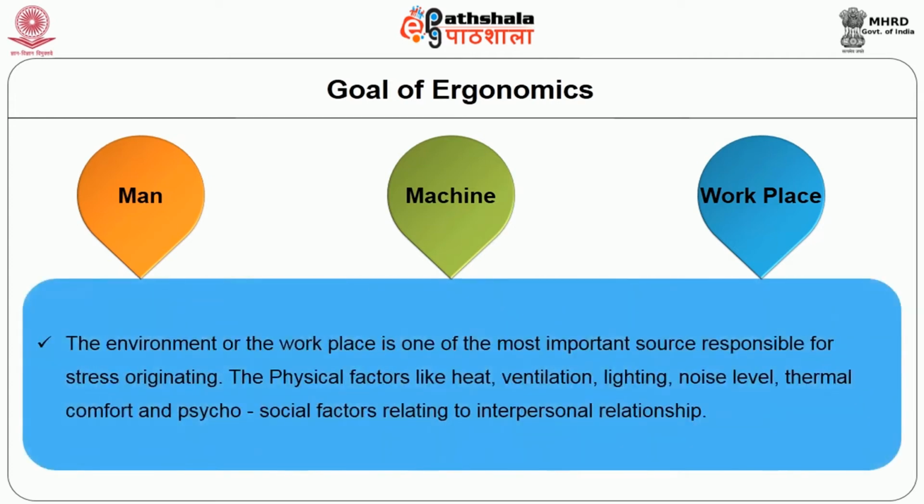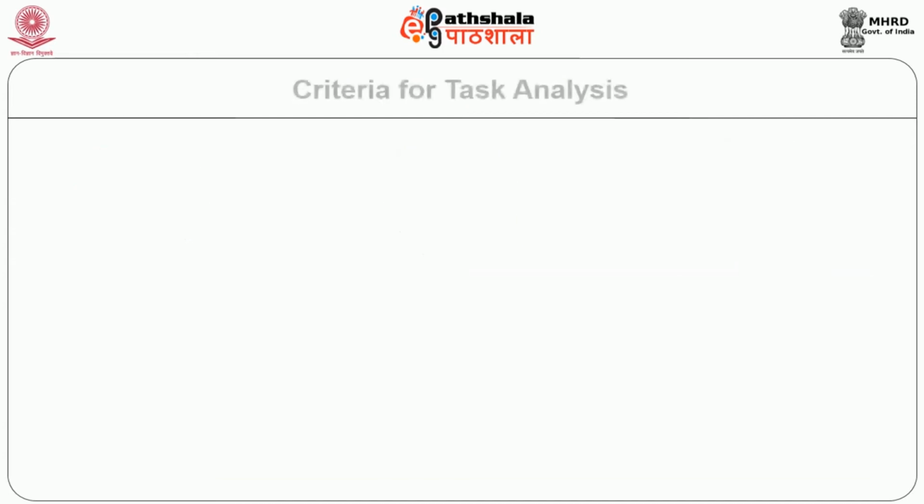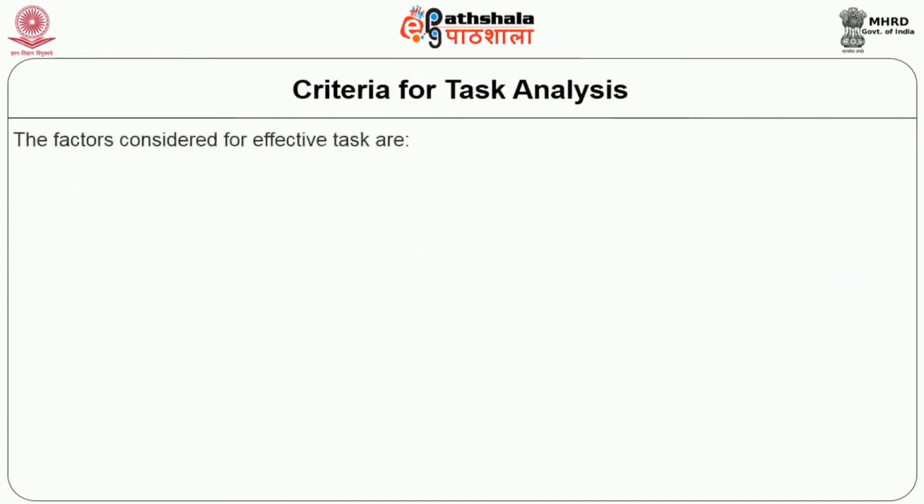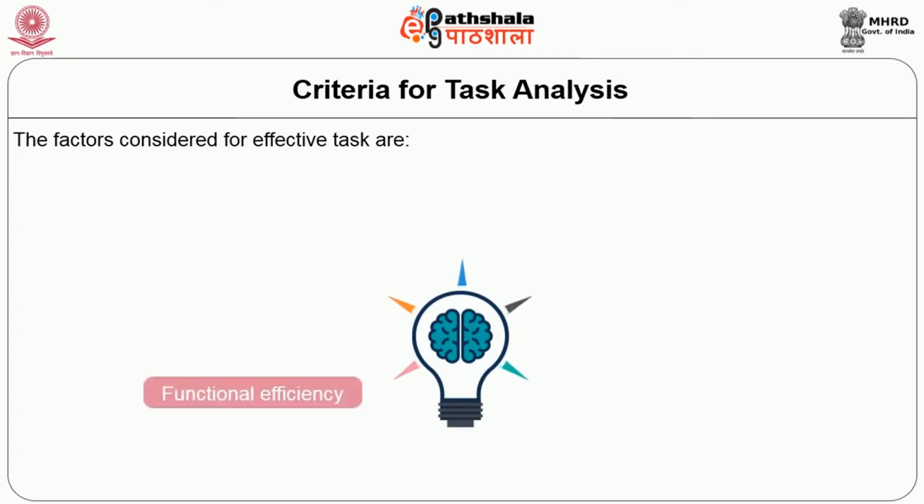The environment of the workplace is one of the most important sources responsible for stress originating. The physical factors like heat, ventilation, lighting, noise level, thermal comfort, and psychosocial factors relating to interpersonal relationships. So let's look at the criteria for task analysis. The factors considered for effective task are functional efficiency as measured by the productivity, task performance, etc.